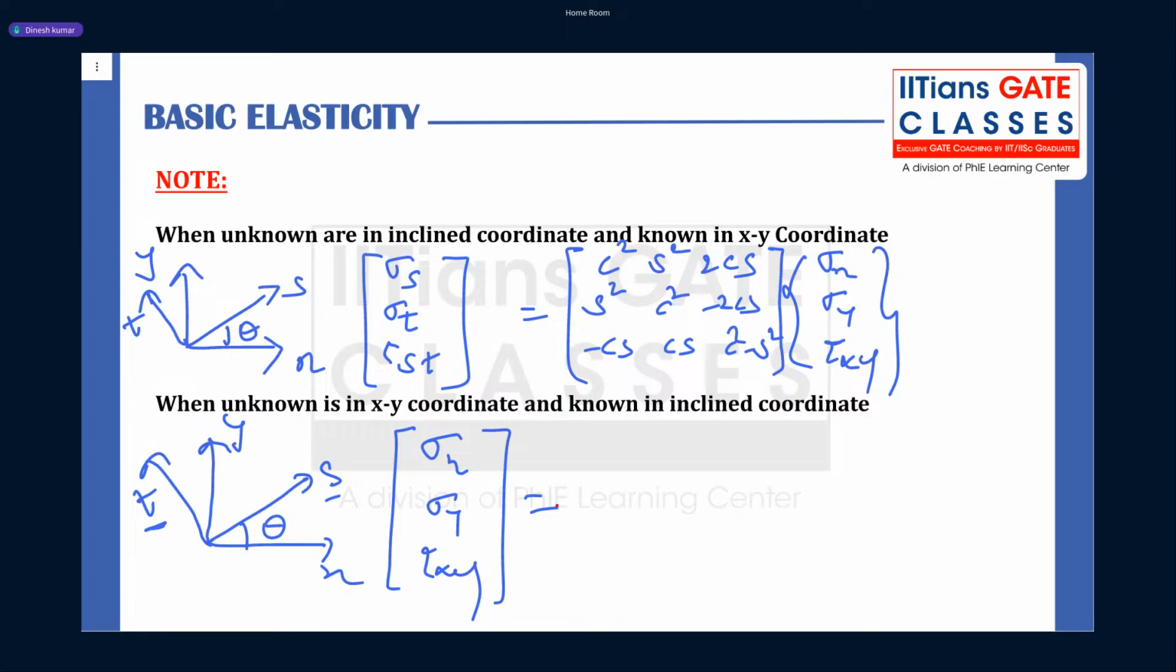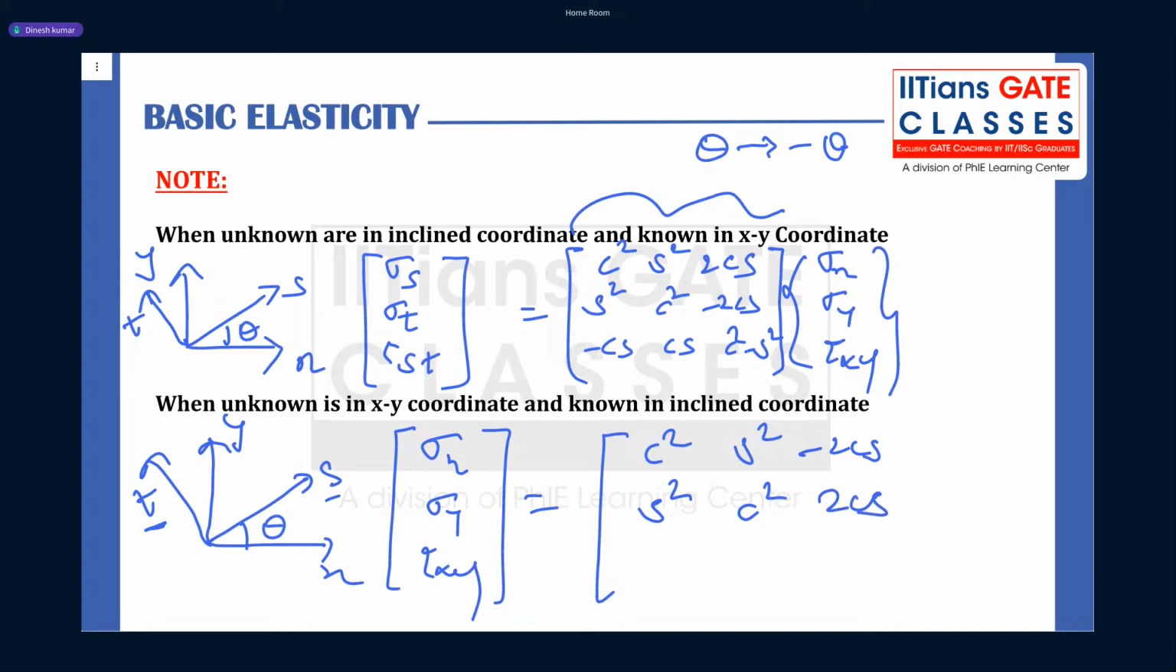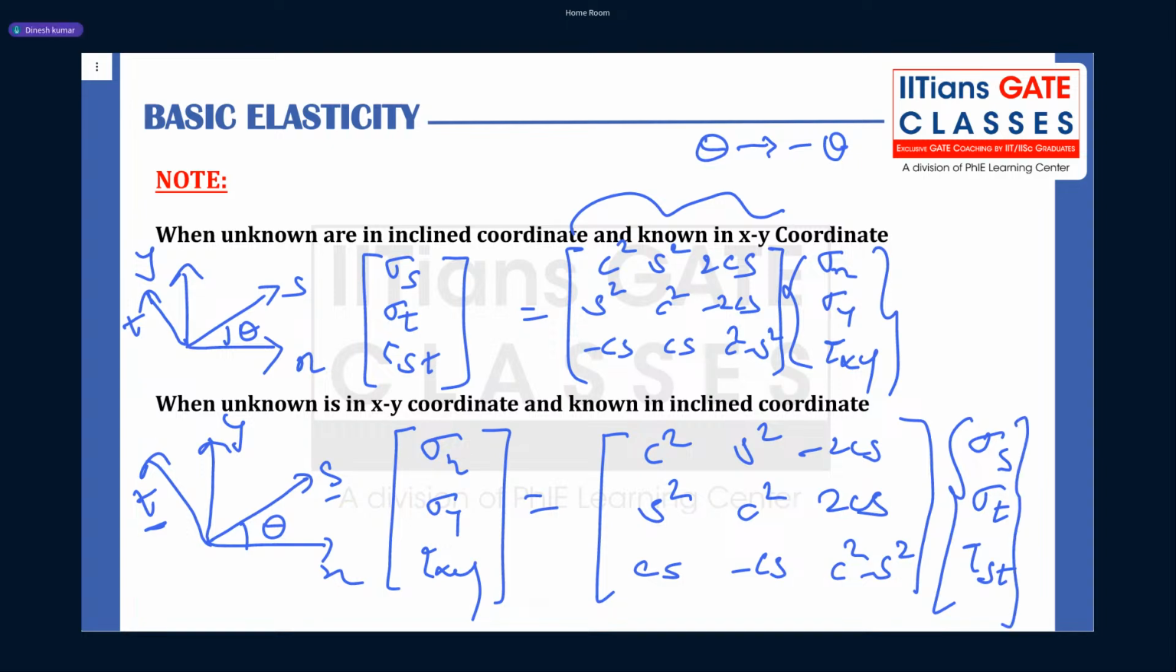So how do you find them? Simple. In this transformation matrix, instead of theta, substitute minus theta. So your transformation matrix will become: c square, s square, minus 2cs; s square, c square, 2cs; minus cs, cs, c square minus s square, and here known is sigma s, sigma t, and then tau st. Is this clear now, Vijay, what I was asking? Everyone? So these are two transformation matrices you guys should remember, depending on what is asked and what is unknown.